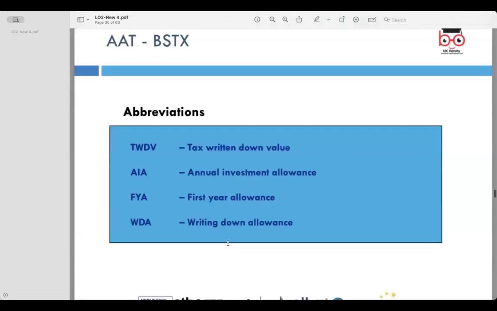Then WDA, writing down allowances, refers to a financial tool that enables businesses to deduct a specific percentage of the value of an asset on an annual basis. So having a better understanding of these abbreviations will make it easier for you to navigate through the computation of the capital allowances.